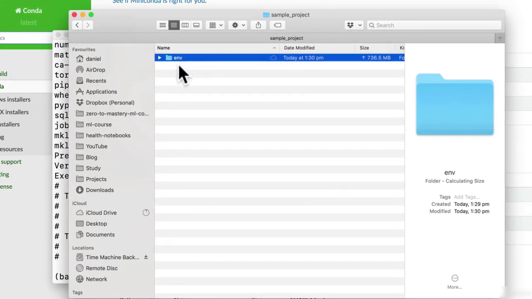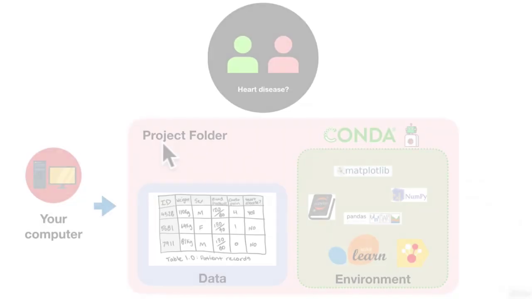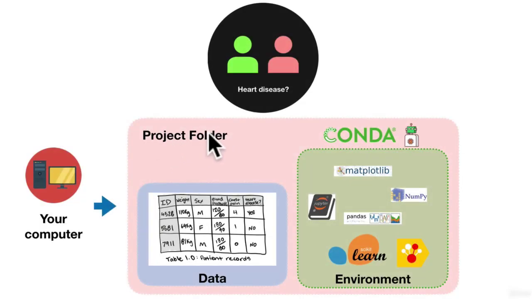Okay, so if we go back into the sample project folder, we can see here, now we've got an env folder. So what we've done, we go back to our presentation. We look here. We've created a project folder called sample project. Now we've created an environment folder called env, which contains Jupyter. Sorry, we haven't installed Jupyter yet. That's a little spoiler for what's coming up. With Pandas, Matplotlib, and Scikit-Learn, thanks to Conda.